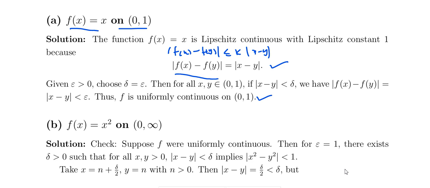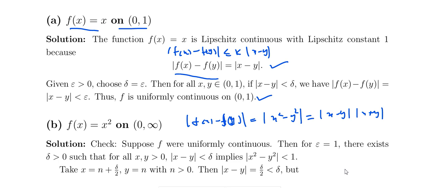So Lipschitz condition satisfy பண்றதுனால this function f of x equal to x on 0 comma 1 is uniformly continuous on 0 comma 1. So what about the x square? X square பார்த்தீங்கன்னா that is the same way modulus of f of x minus f of y. So this is equal to mod of x square minus y square and this is equal to mod of x minus y mod of x plus y.